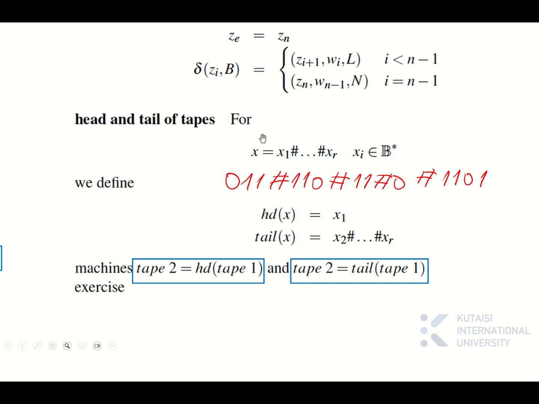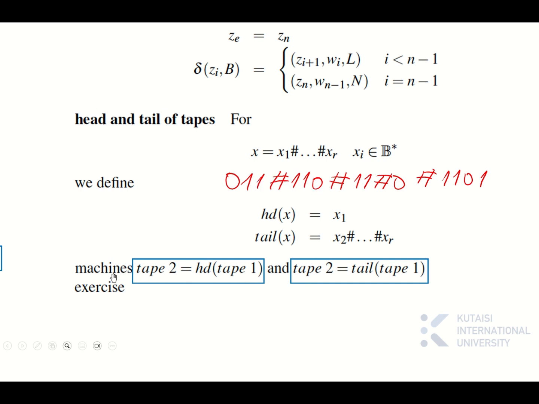That's what computers do. But okay, let's say you have something like this. What is the head? The whole thing here is called x. The head of x is 0, 1, 1, so the first guy, and the tail of x is everything else, so x2 up to xr. So the head of this guy here will be 0, 1, 1, and the tail will be 1, 1, 0, hashtag, 1, 1, hashtag, 0, hashtag, 1, 1, 0, 1. So this is the head, this is the tail.